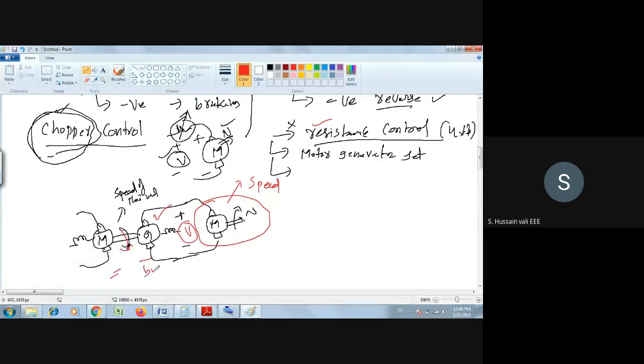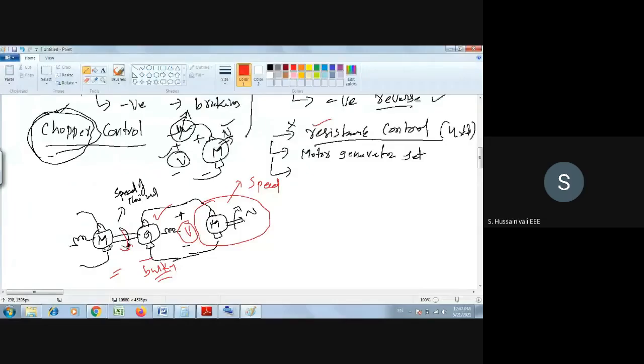The system becomes very bulky. To control the speed of the motor, you are once again taking the help of a generator and a motor. So the system size will become very large, and when the system size becomes large, it occupies more space. This is one problem, and that's one of the problems of the second method.